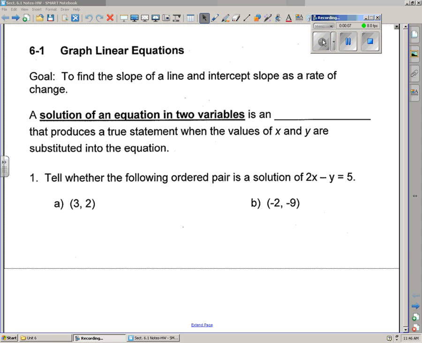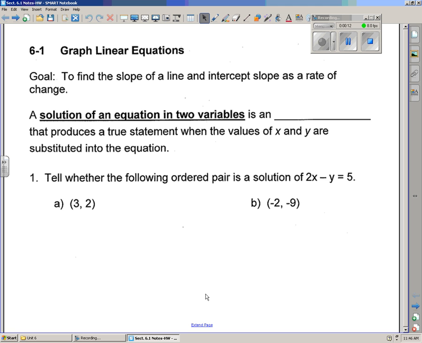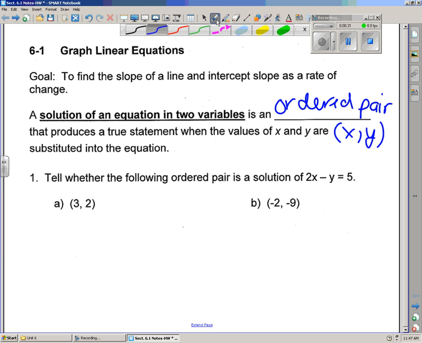Okay. So for this lesson, we're going to be graphing linear equations. This is the brand new unit. A solution of an equation in two variables is an ordered pair. And ordered pairs are just points on a grid. Remember, points on a grid are always written in parentheses with x comma y. It produces a true statement for the values of x and y when they are substituted into the equation. So the equation is this particular thing right here.